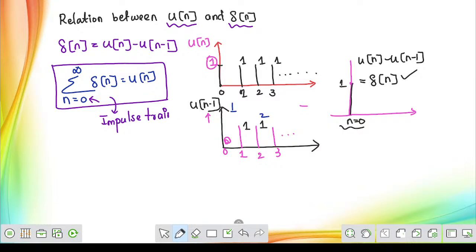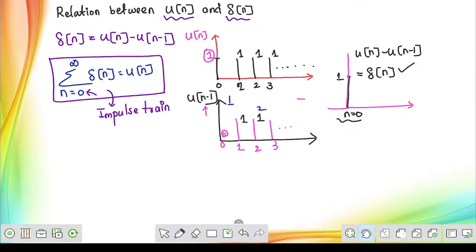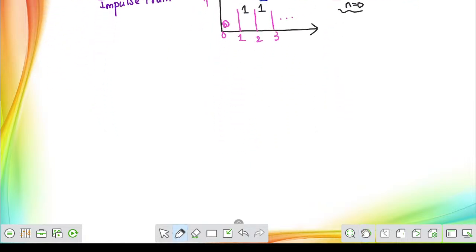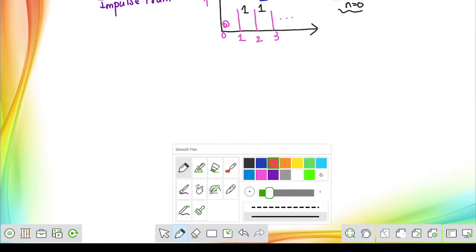Impulse train will always be equal to step function. So all you have to do is understand how to represent it. Now suppose you have a ramp function. Step you have understood directly from impulse. I will tell you if you want. See, it is very simple.